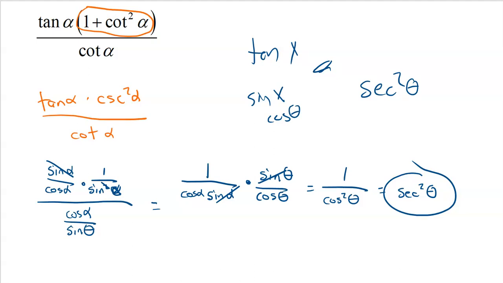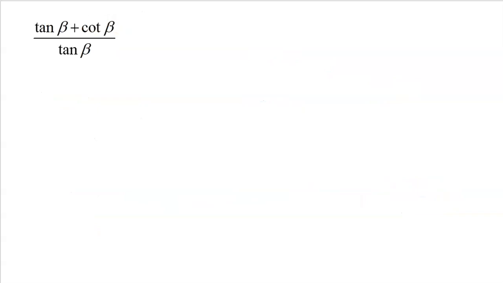And again, nice ending. All right, one more problem to go here, and this one's a really simple one. I'm just going to go ahead and divide, right? It says to divide. Let's divide. And again, you got to split that up. So that's tangent of beta divided by tangent of beta. Love that. Plus cotangent of beta divided by tangent of beta.